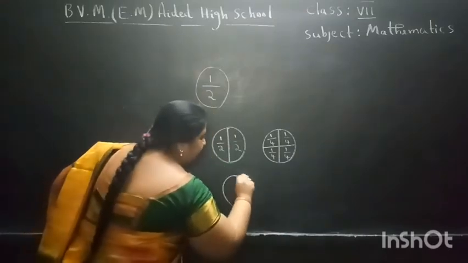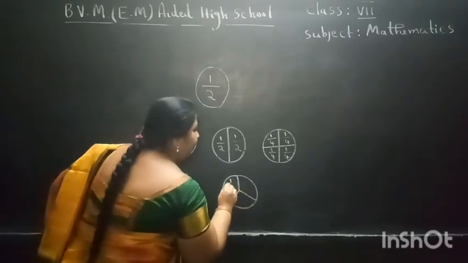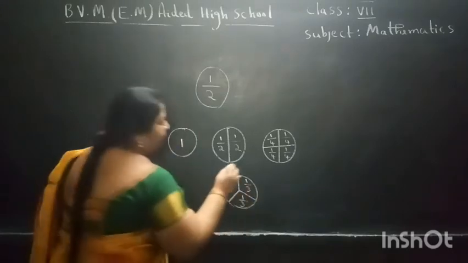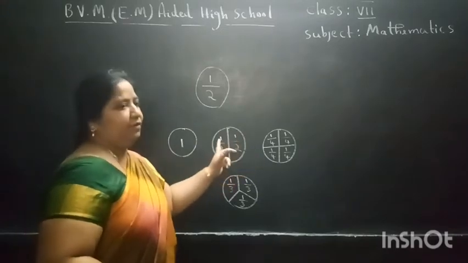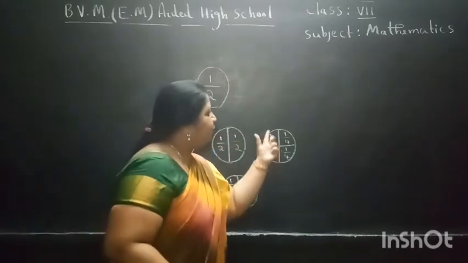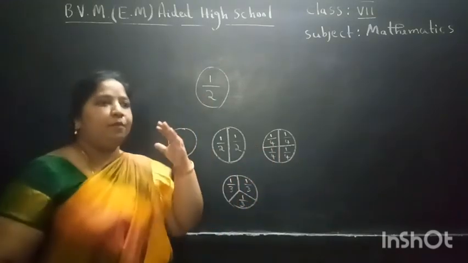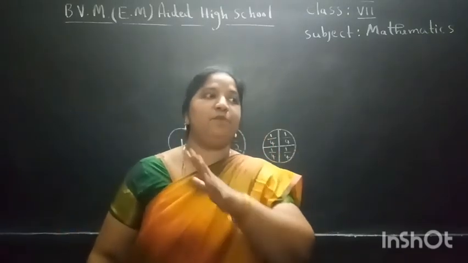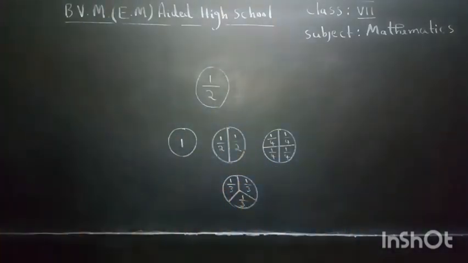Another circle we take. This can be divided into 3 parts: 1 by 3, 1 by 3, 1 by 3. This 1 by 2 is a part of the whole circle. 1 by 4 is a part of the whole circle. 1 by 3 is a part of the whole circle. A fraction means a number, but it represents a part of a whole.